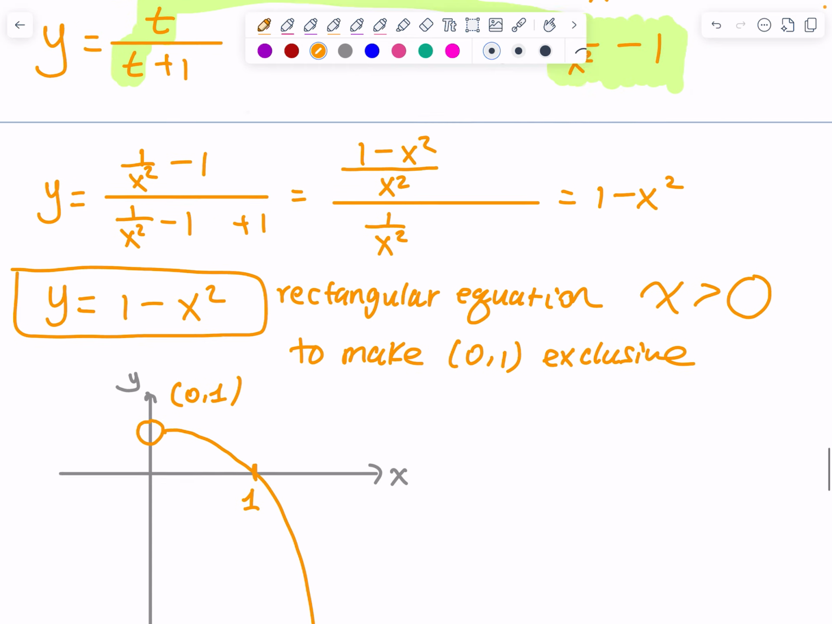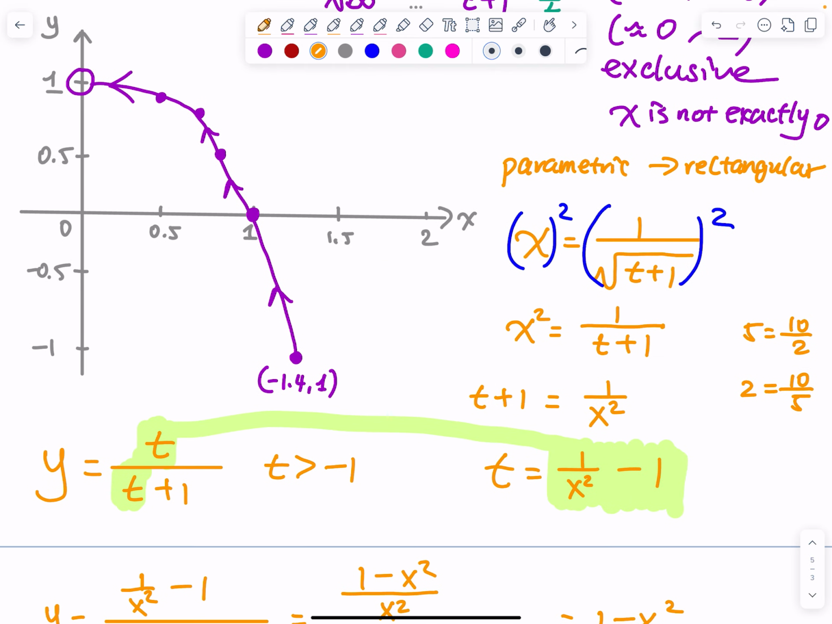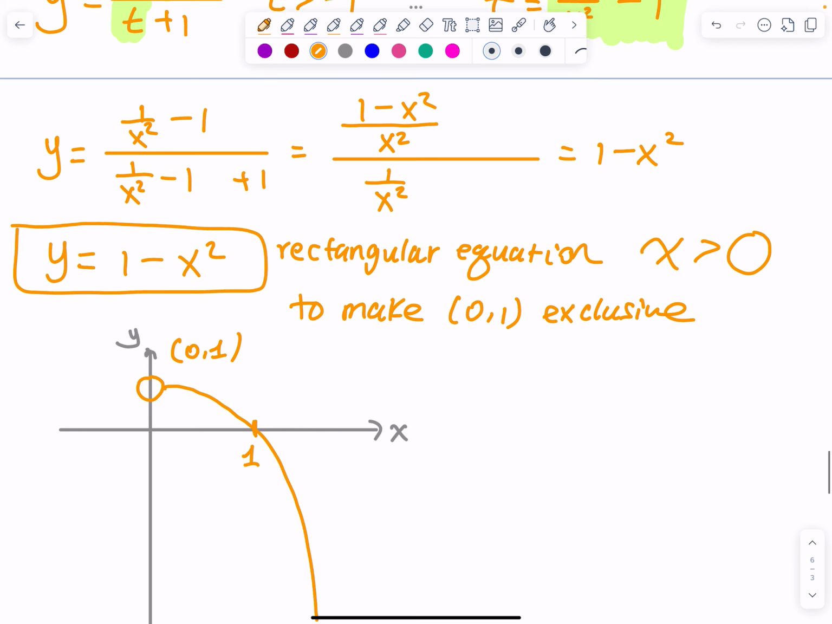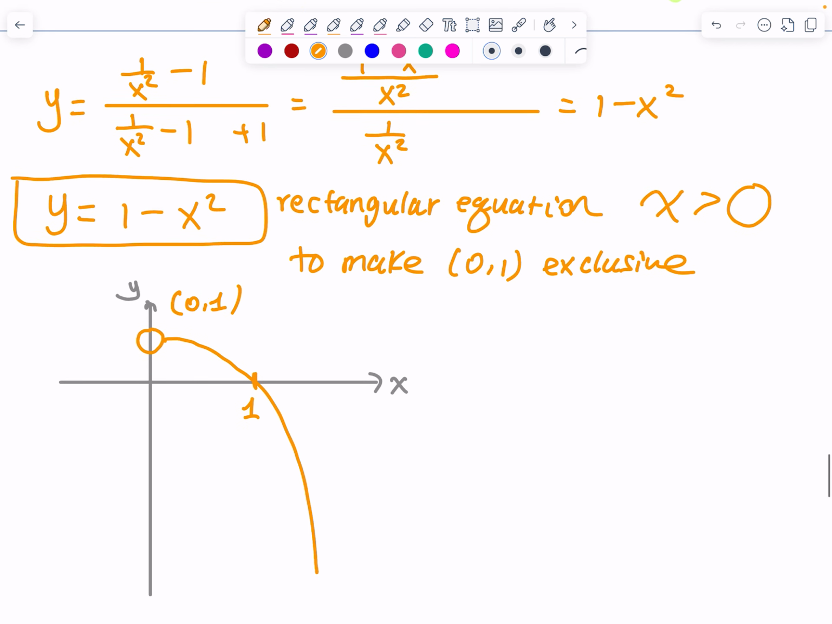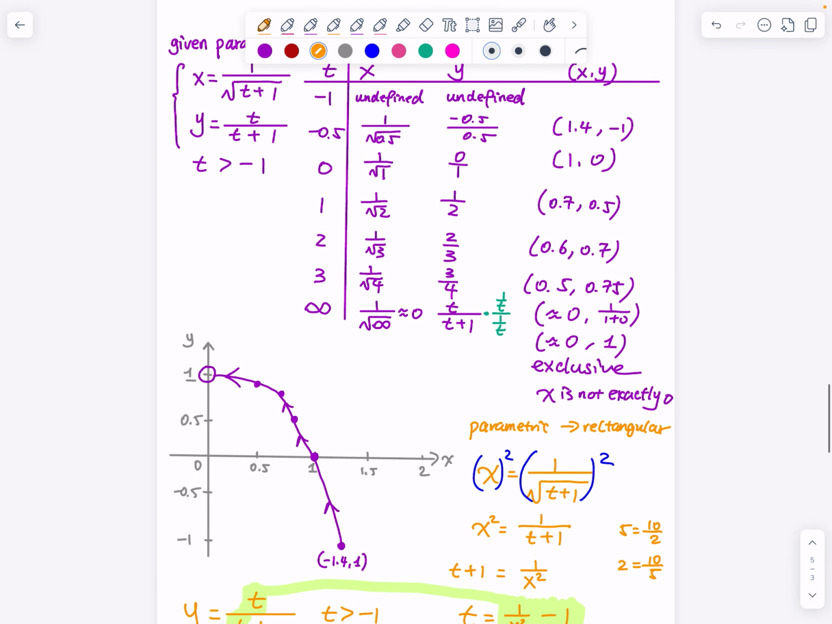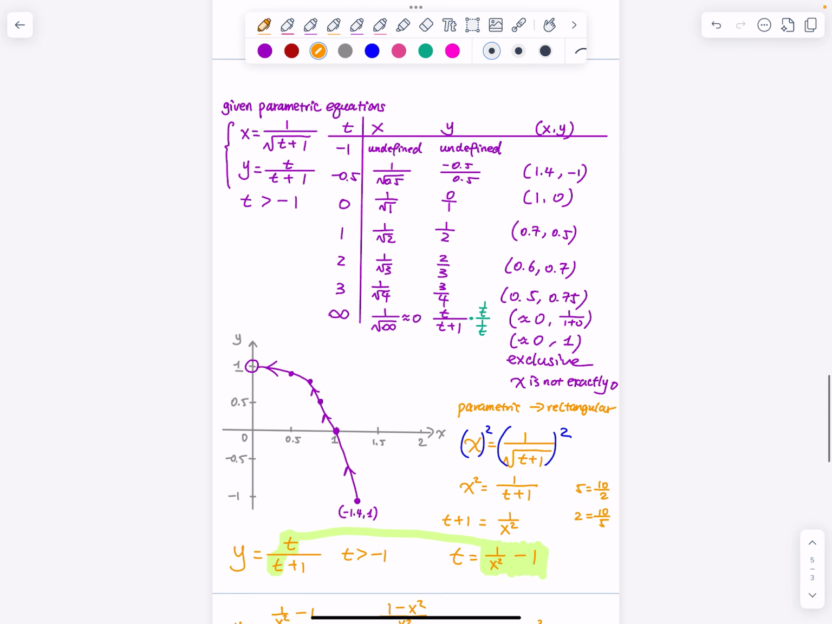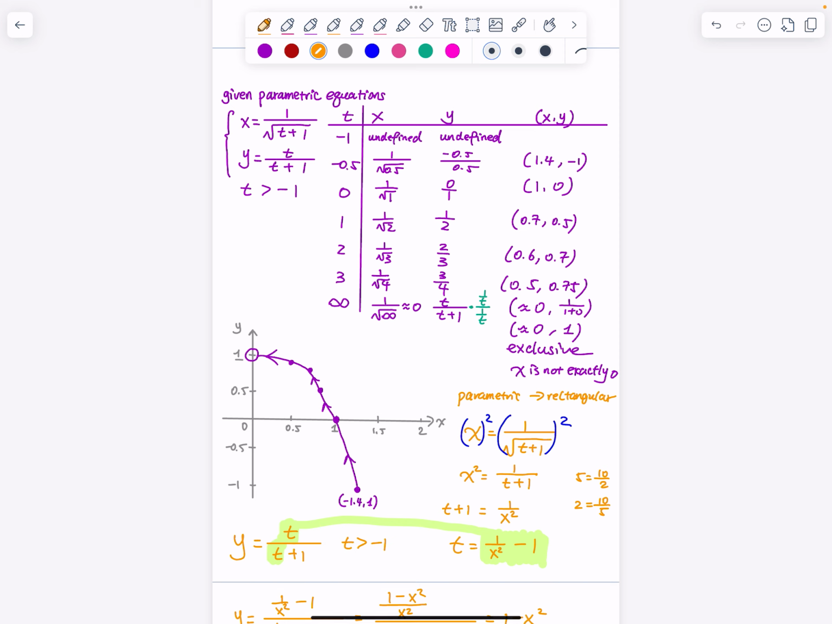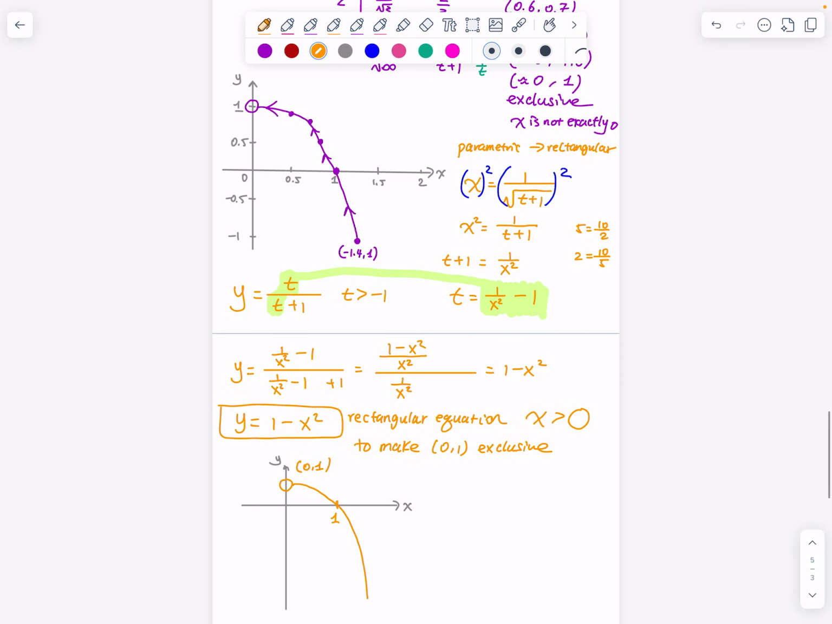So we just went from parametric to rectangular, and we have the rectangular equation with x greater than 0, and we have the same graph. So that is pretty much the end of this problem. I guess now this is a good time to take a screenshot right there. You can also take a screenshot if you are still writing the notes. All right, so I will just end this video right there. I will do more parametric equations. Maybe let's do some trigonometric functions in the next video. All right, see you there.